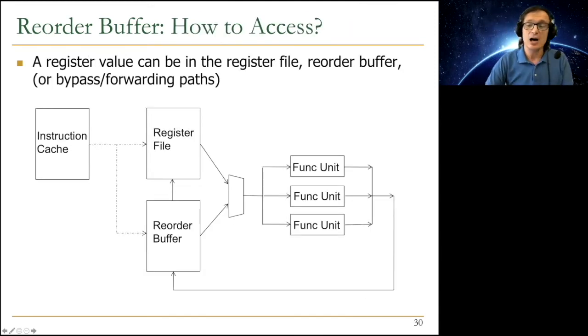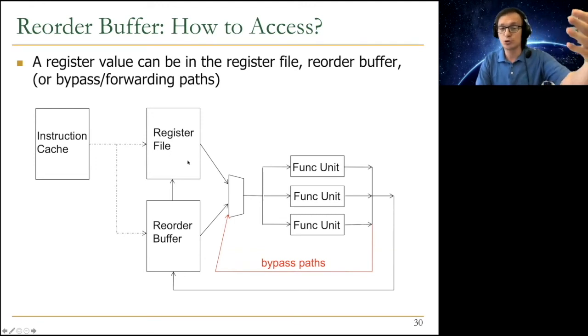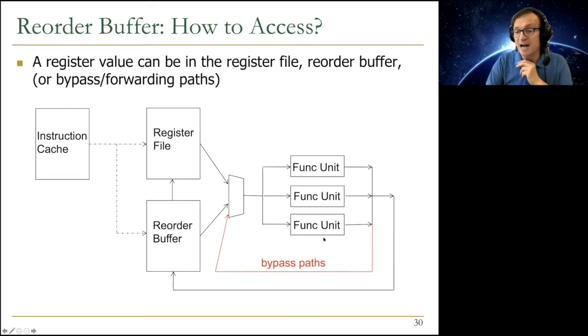So basically, how to access the reorder buffer becomes a problem. As I said, a register value can be in the register file, reorder buffer, or the bypass and forwarding path. Whenever an instruction is decoded, it accesses the register file, it can access the reorder buffer, and it also may take the value from the bypass paths. Because the producer instruction may be in the pipeline, the dependent instruction should get the value from the bypass paths.